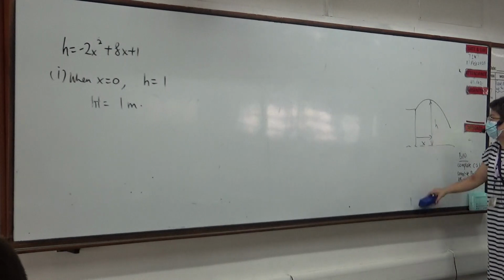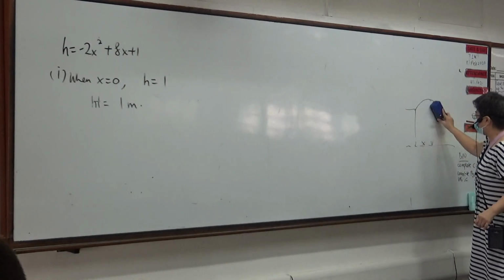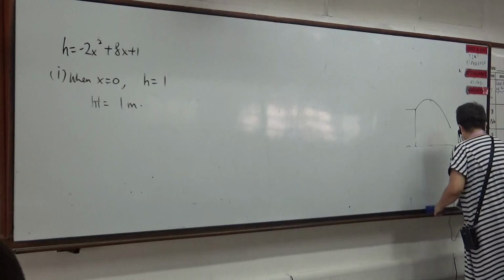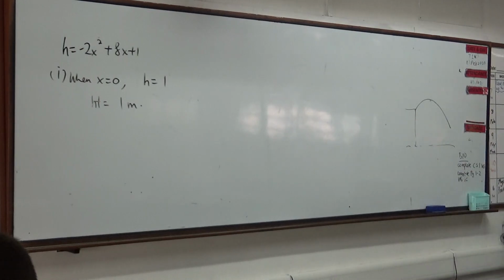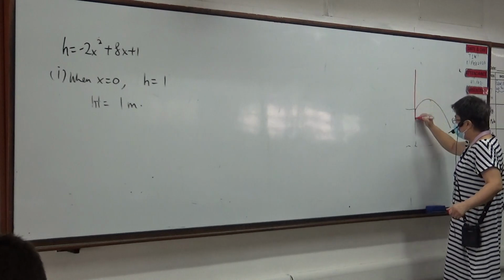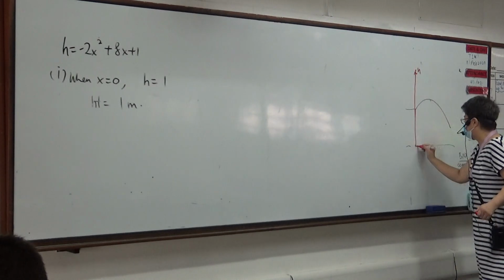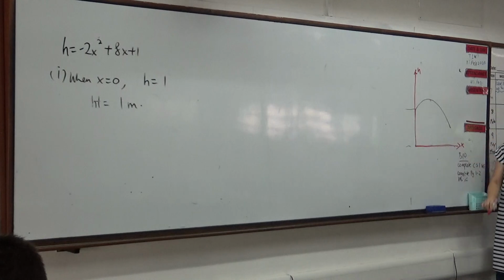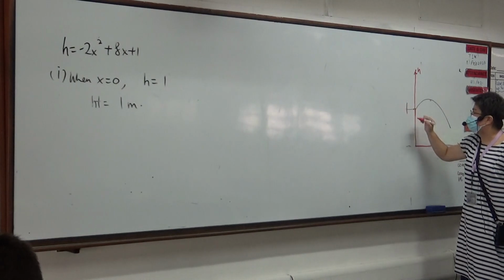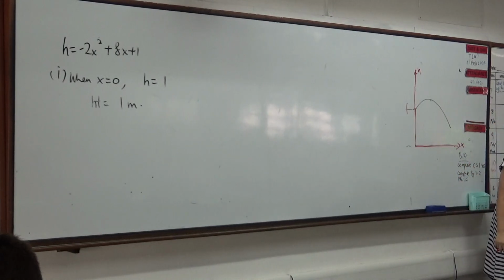Okay, so what is it pictorially? Let me just show this to you. That means I will have this as my h and this as my x, right? The height of the slingshot will be just 1 meter. Agree? Can see it? Okay, good.